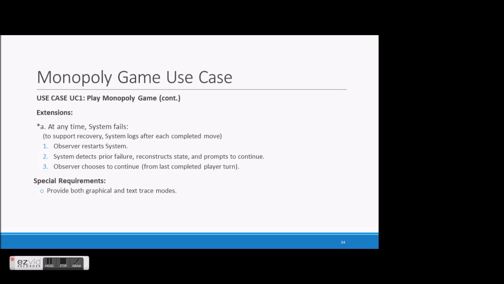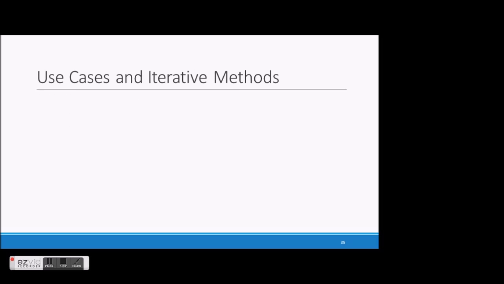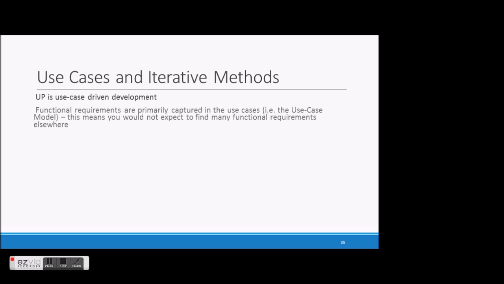They are not anywhere else. That's important because if somebody comes to you and says, well, we wanted the system to do this, and you go through the use cases and say it's not captured anywhere in here, then it's not a requirement. If it's a functional requirement and it's not in the use case model, it's not part of your system, okay? Critical to planning the iterations.